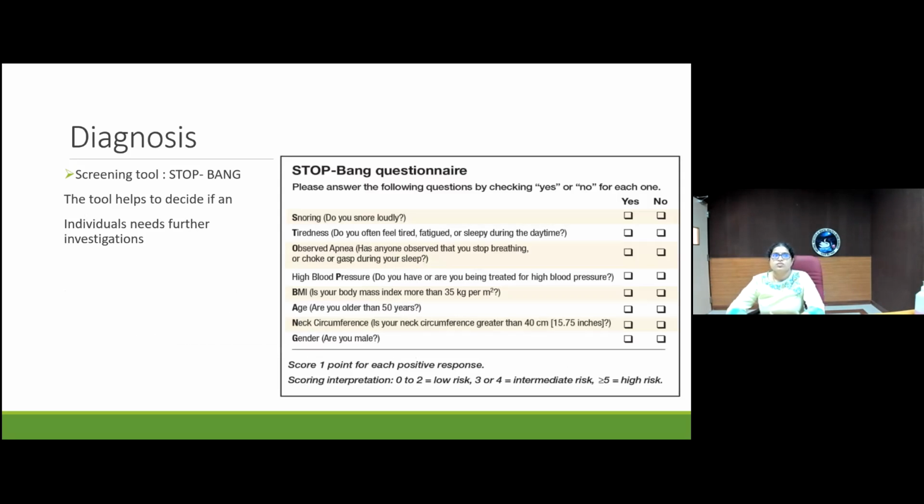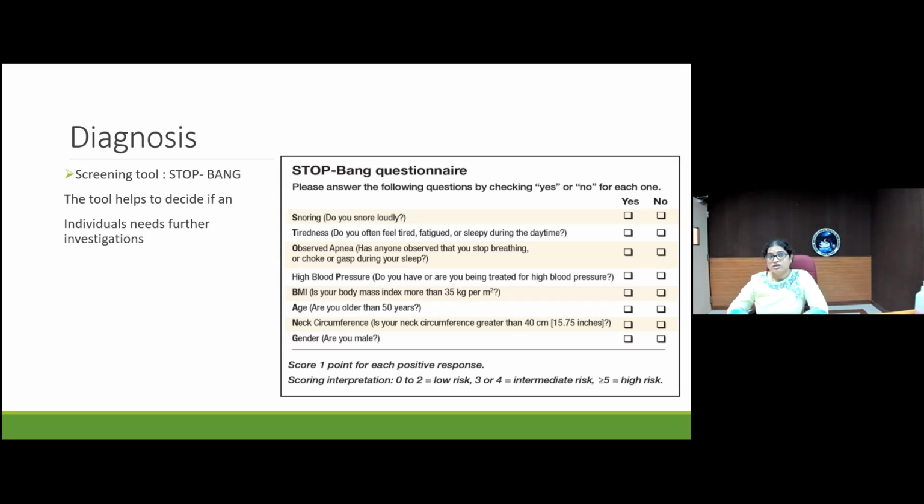So coming to the diagnosis. A simple validated screening tool, which is called the STOP-Bang, is a questionnaire that is widely used both for clinical and for research purposes to help us decide if an individual requires further investigations for confirming the diagnosis of OSA. So as you can see, in the snapshot that I have put here, it has 8 questions. First is the snoring, tiredness, observed apnea, which often is observed by the family member or the bed partner, who could be a spouse or a roommate or any family member who stays in the same room. High blood pressure can be present.